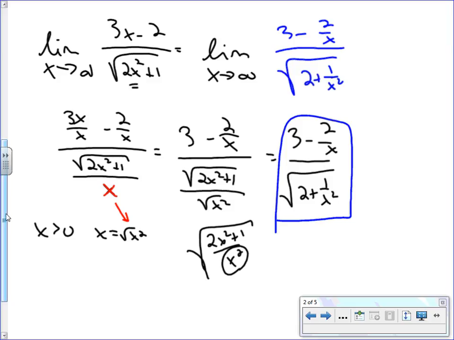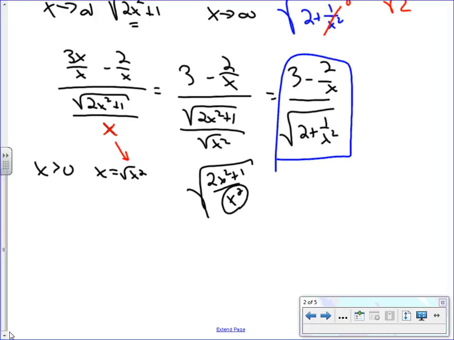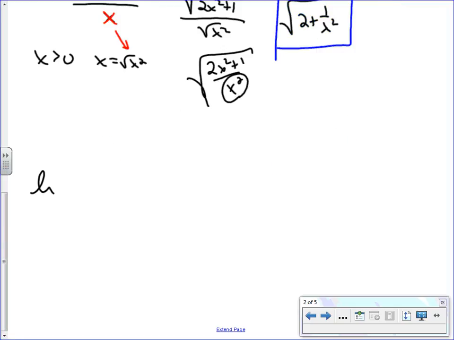And note what goes off to 0. This goes off to 0. This goes off to 0. And my answer turns out to be 3 over the square root of 2. It's a positive answer. 3 over the square root of 2. I'm going to take that same problem, but I'm going to take the limit as x approaches negative infinity.